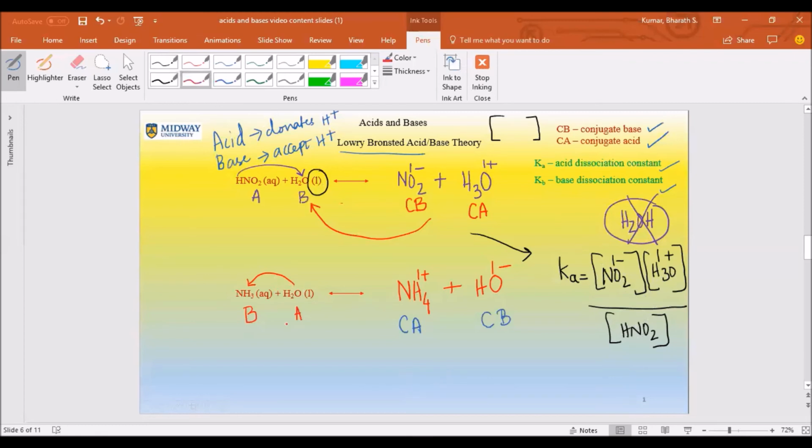If you're starting with a base and you see a double-headed arrow, you know it's a base dissociation constant. Kb equals the ratio of NH4 1 plus. Again, you can write NH4 plus or NH4 1 plus, they both mean the same. Times OH minus, and then divide by NH3. Again, I do not write water because you cannot write pure solids, liquids, and gases. In gases, not so much, but pure solids and liquids definitely don't make it to the expression.